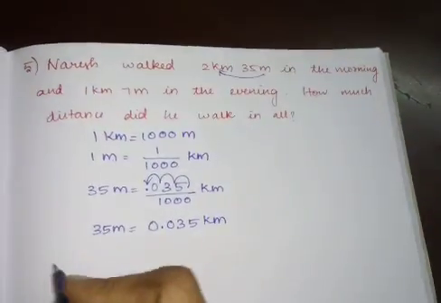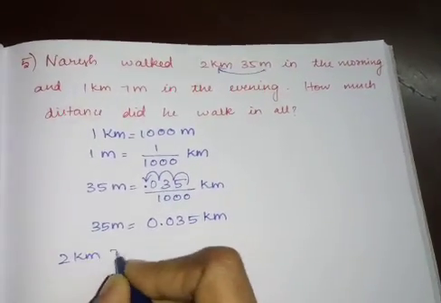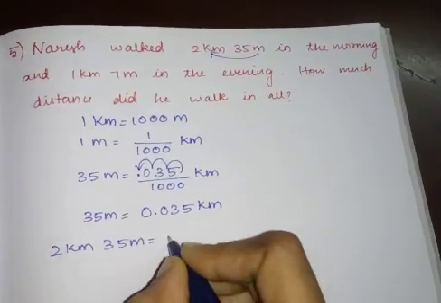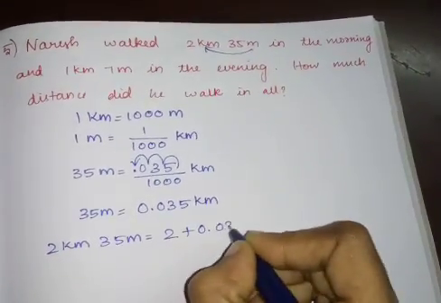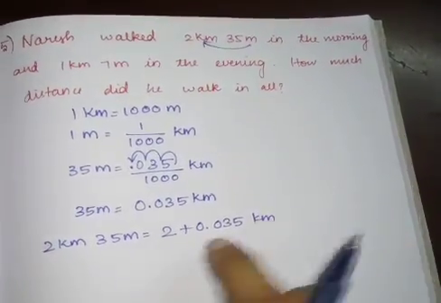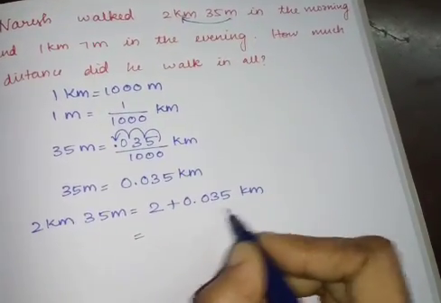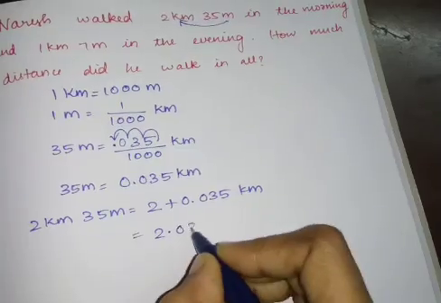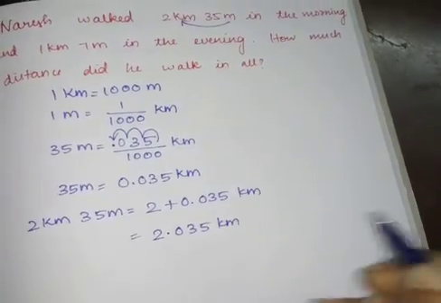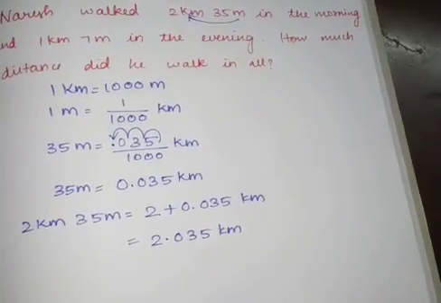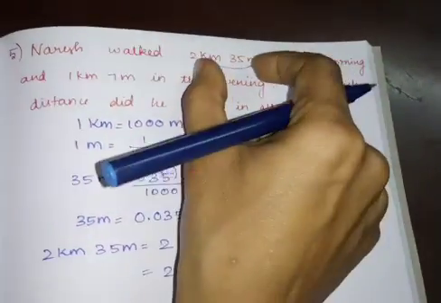Now what is this whole value? 2 kilometer 35 meter is equal to 2 plus 0.035 kilometer. Both are the same units. So 2 plus 0.035 kilometer is nothing but 2.035 kilometer. Now I have converted this one.